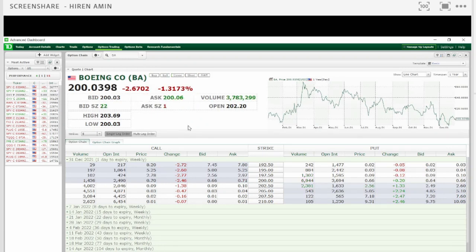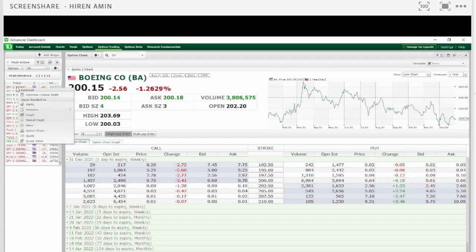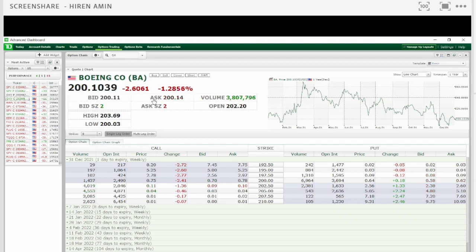Remember how at the beginning I mentioned that on this platform you don't have to be glued to one area to place buy orders? I can do it from the option chain. I can do it from my chart. I can go over here on any quote, wherever there's a quote displayed with a bid and ask showing, and I can place an order.